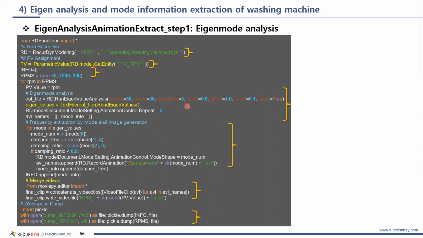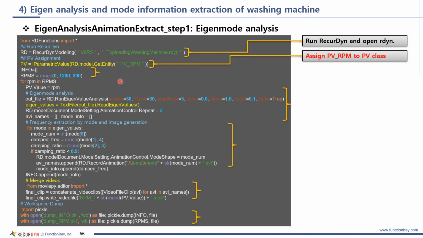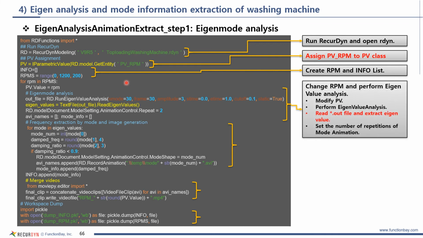This is the Python script for this process. First, execute RecurDyn and open the time-loading washing machine RDYN file. Assign PV from the RecurDyn parametric value PV RPM. Perform the eigenvalue analysis while changing the RPM using the for statement.